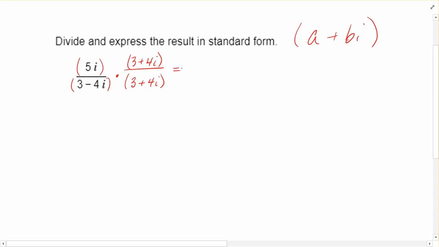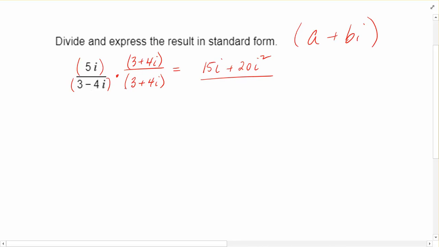So the numerator here is going to look like 5i times 3, which is going to be 15i, plus 5i times 4i, which is going to be 20i squared. And I'm not going to simplify that. I'm just going to leave it as a squared term.